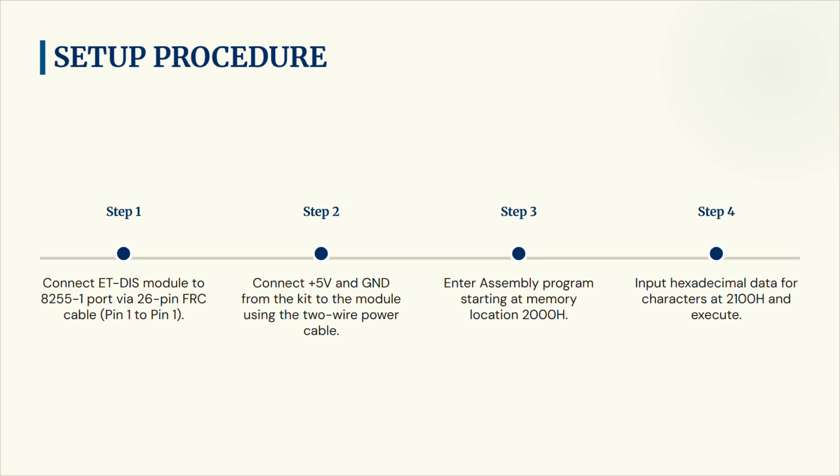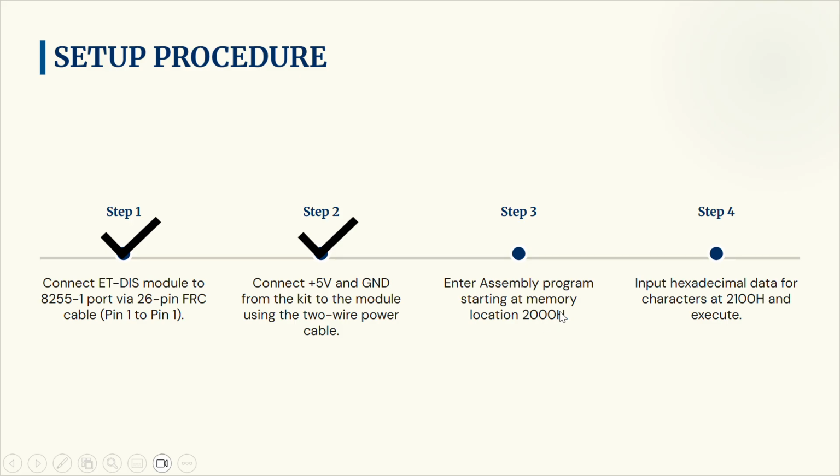And setting up this is quite simple. You connect the LED module with your microprocessor, specifically to the 8255 port of your microprocessor using this 26-pin FRC. Once this is done, you connect plus 5 volt and ground from the kit to the module using the 2-wire power cable. Then you enter the assembly program starting from this memory location 2000.